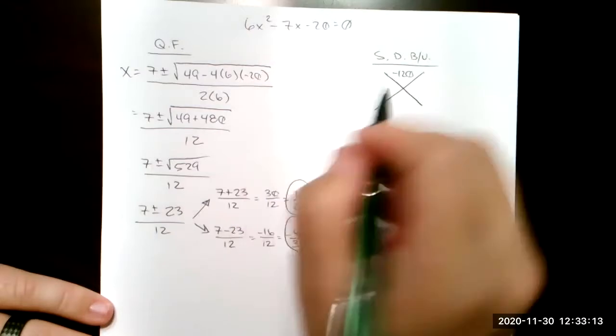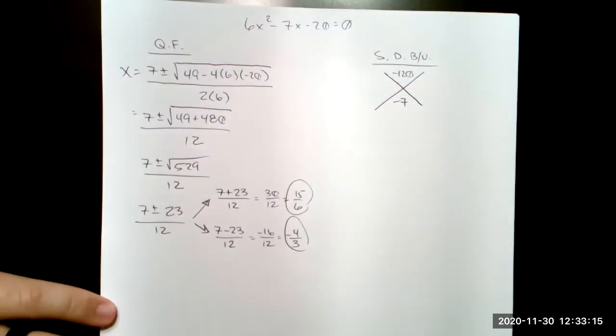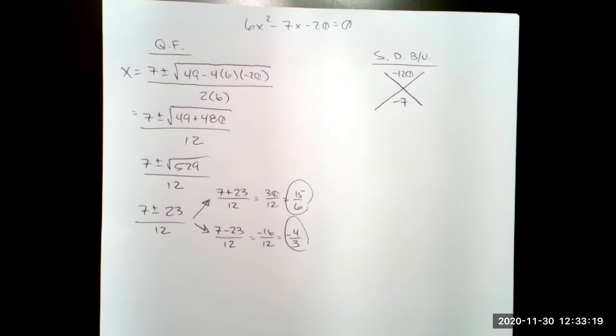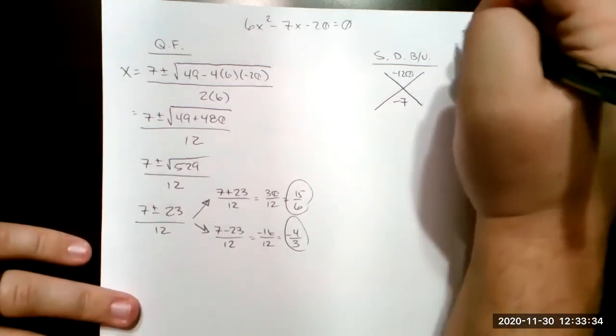At the bottom, that's my B value. All right, I need two numbers that multiply to negative 120, but add to negative 7. If you're kind of weak with your multiplication facts, this might be a difficult thing for you. You might have to start listing them out, right?